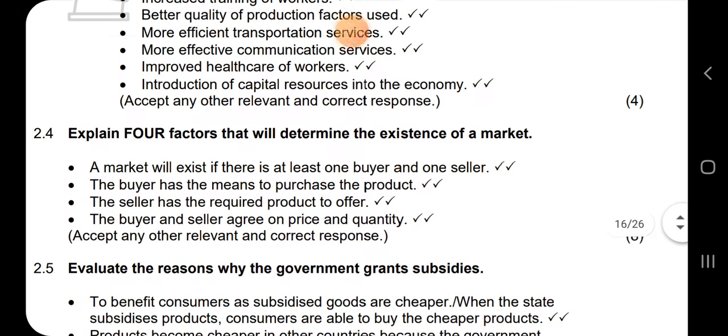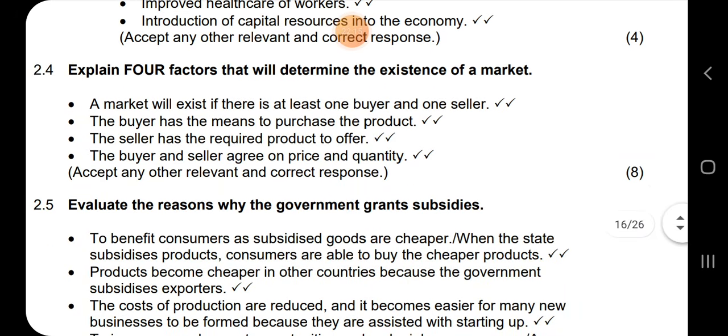Okay. And then 2.4 says, explain 4 factors that will determine the existence of a market. So what will determine, well, here there is a market. A market will exist where there is at least one buyer or seller. There has to be one buyer and seller. The buyer has the means to purchase the product. So the person who is buying must have money to buy. The seller has the required products to offer.